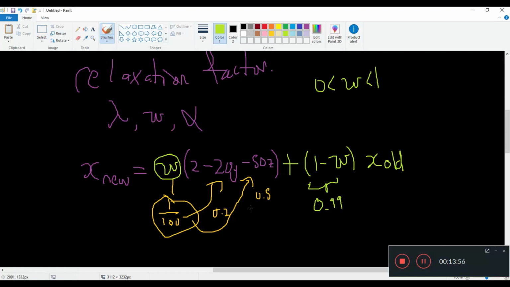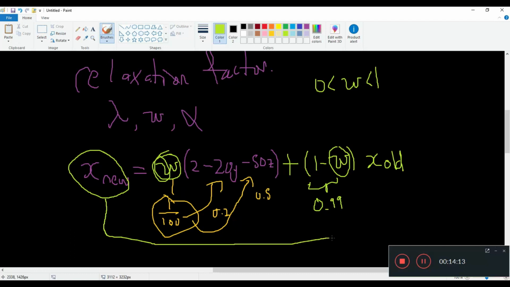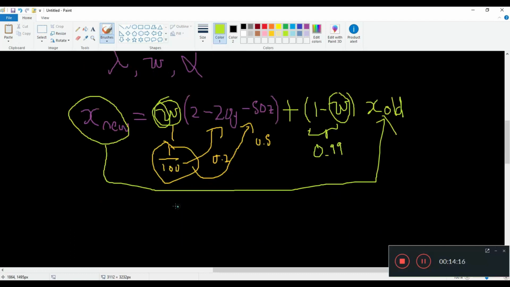So now you see the idea is that I am using a weighting factor, and I'm controlling the rate at which x new changes from x old. I'm slowing this down, slowing the change, slowing delta, the change. So this is called under relaxation.